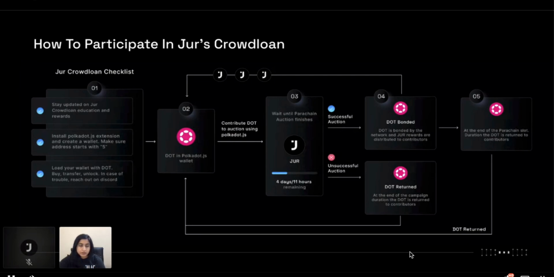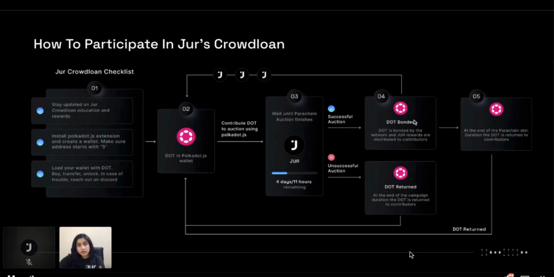In case the crowd loan is very successful, then the DOT that we have contributed would be bonded, and this is when the Jude chain will also become live, and we will send out the Jude reward tokens in exchange for the DOT that has been staked.